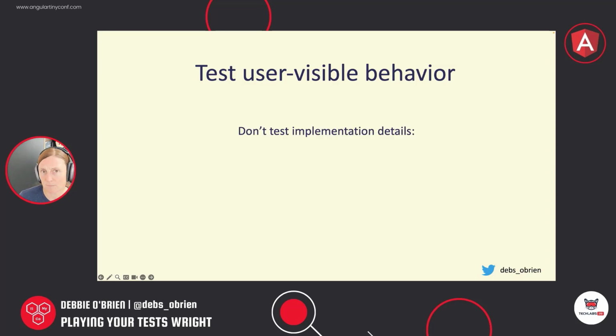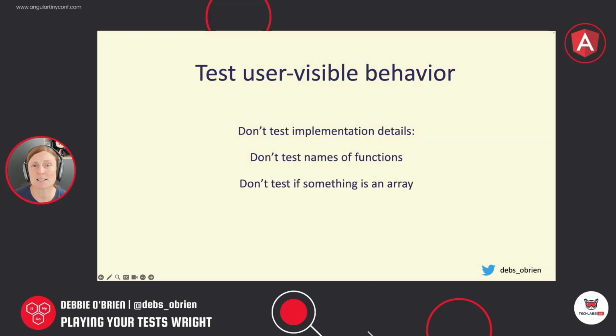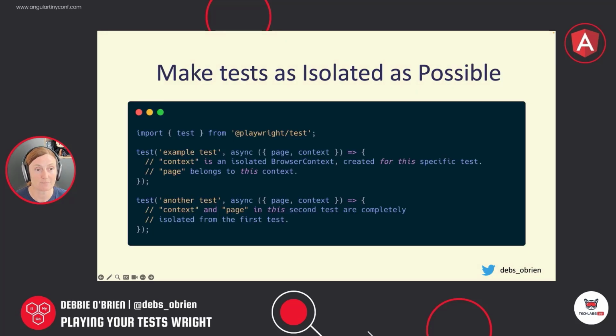So we don't want to test the implementation details. Now, what does that mean? It means don't test the names of functions. The user doesn't care. They don't see it. Not important. Don't test if something is an array. You've got TypeScript for that, so don't write a test for it. Don't test the CSS class of some element. Again, not important. You can use the CSS class if you want to assert and make sure that the class of dark is on the page for dark mode. Totally fine. But you don't really want to test that it's actually called dark or darker or darkest. So yes, test user visible behavior.